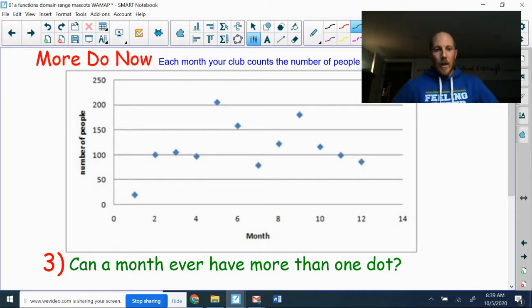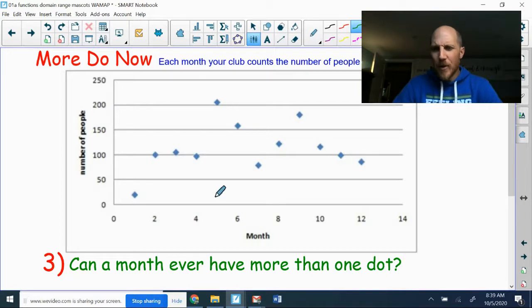So there's a lot of questions that we might ask when we see this graph. What kind of club is it? What's up with the attendance? But the only thing we're going to focus on right now is, can a month ever have more than one dot? Think about that. You can hit pause until you got an answer written down.